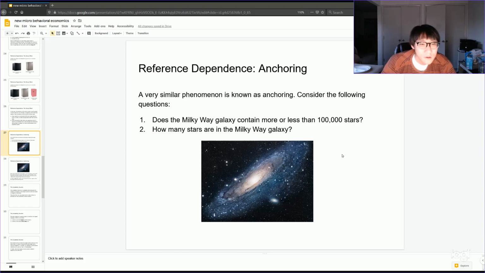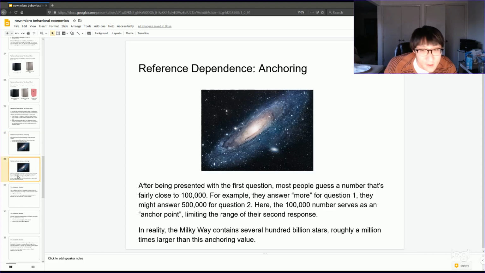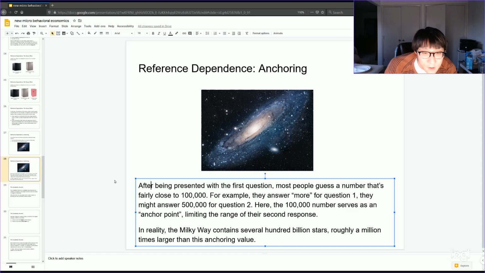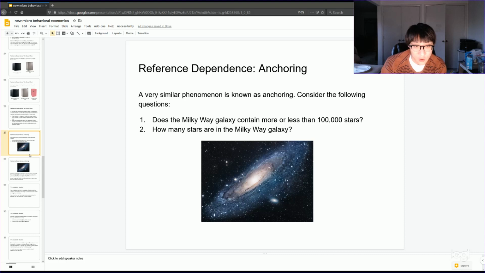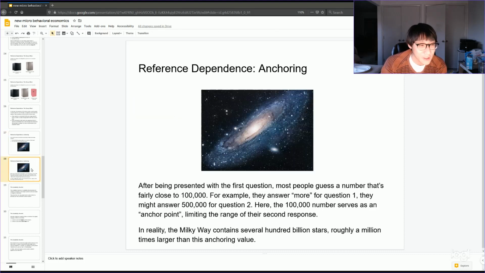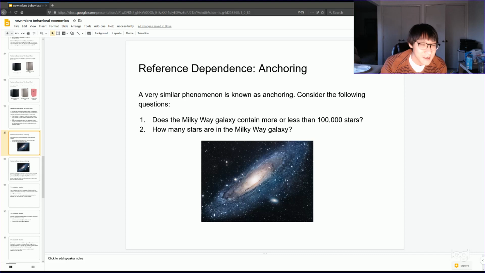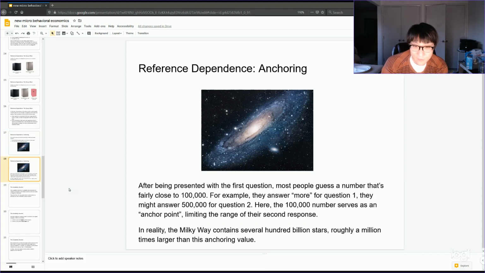Question number two: how many stars are in the Milky Way galaxy? Think about those two questions, and think about what your answer is. Just come up with or write down an answer to those questions. You ready? So here's the thing. After being presented with the first question, when people consider the second question, they end up being guided or biased by the first question. Most people will basically guess an answer that's close to 100,000.